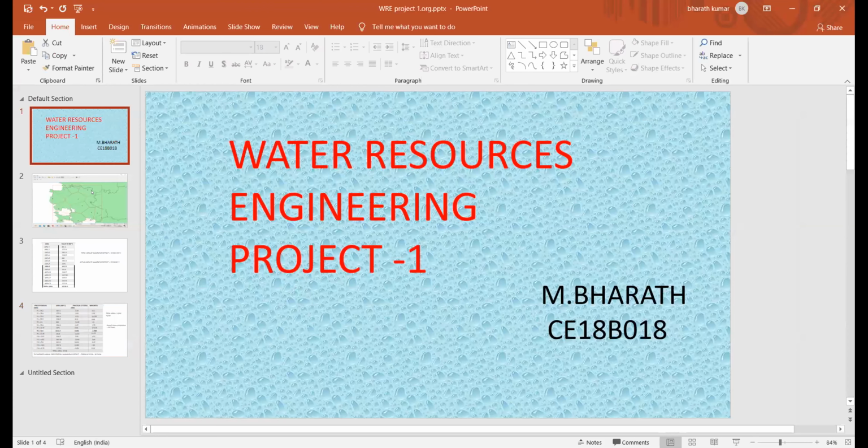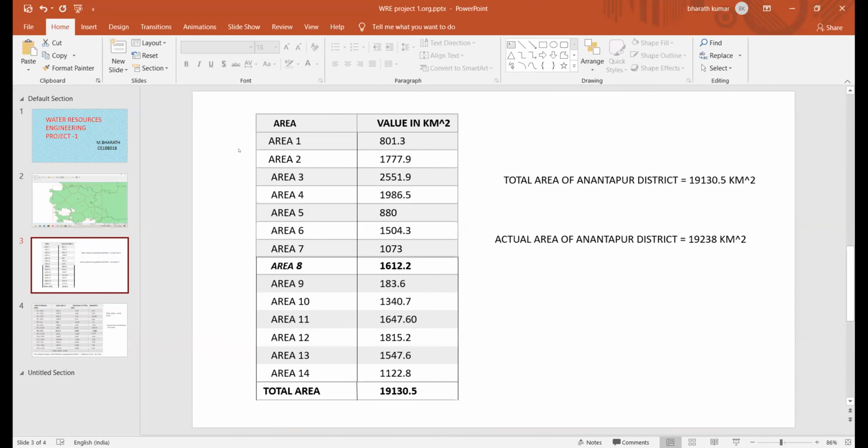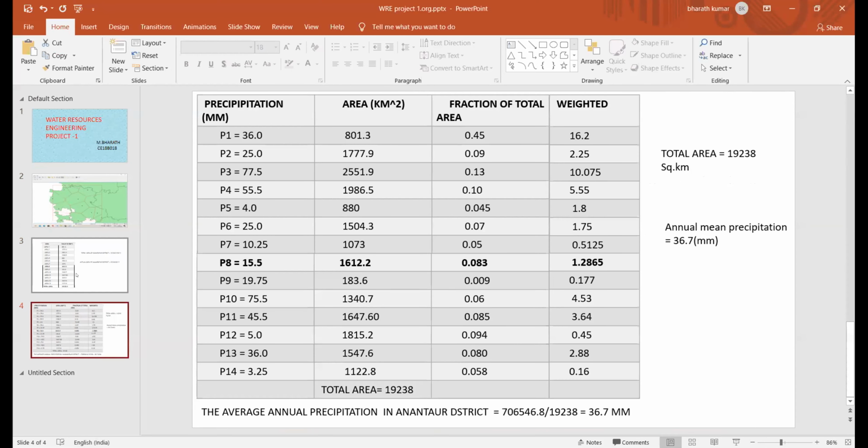Go ahead, Bharat. Yes. I'm in Anantapur district, so I took Anantapur district. I took 14 places, and the areas are this. The total area I got is 19,305 square kilometers, and the actual Anantapur district area is 19,238. Good. But once again, go back to the figure.